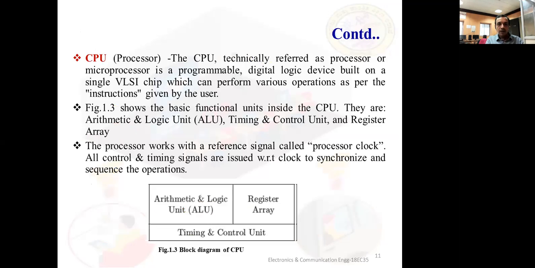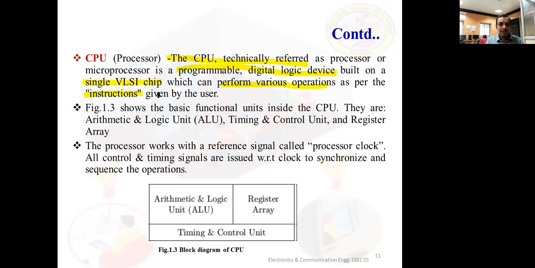Now we'll come back to the definition of the processor once again, because it is, as I said, the brain of the computer, which does all the computations. So we should really know something about this particular CPU. Earlier, I told you about the computer, which has four functional parts: input unit, output unit, memory, and CPU. Now I'm talking only about the CPU, the processor, which is referred to as a microprocessor or CPU, a programmable digital logic device built in one single VLSI chip, which can perform various operations as per the commands or instructions given by the user. This is a very technical definition.